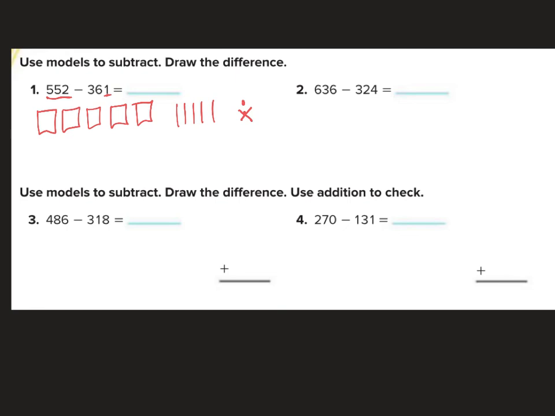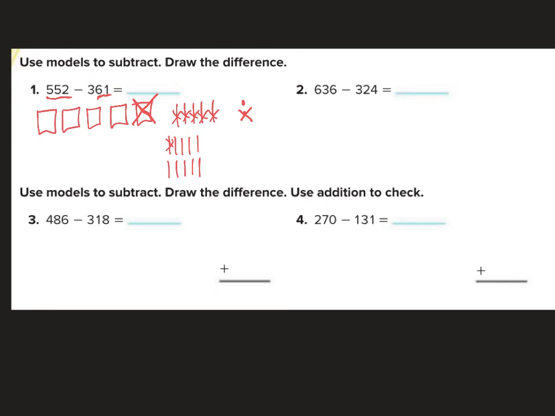Okay, I need to subtract 6 tens, but I only have 5. That means I need to ungroup 100. How many tens are there in 100? 10, 20, 30, 40, 50, 60, 70, 80, 90, 100. There are 10. Okay, so I'm going to trade 100 for 10 tens. Okay, there's my 10 tens. Can I subtract 6 now? Yeah, 1, 2, 3, 4, 5, 6.